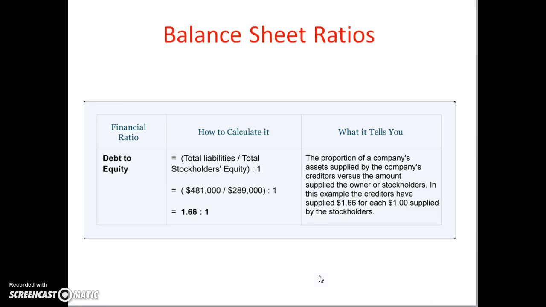Another ratio for the balance sheet you can take into consideration is the debt to equity. We take the total liabilities and we divide that by the total stockholder equity. So in this example, we'll take $481,000 and divide it by $289,000, and we get a 1.66 to 1 ratio. This is the portion of the company's assets supplied by the company's creditors versus the amount supplied by the stockholders and the owners. In this example, the creditors have supplied $1.66 for each dollar supplied by the stockholder.